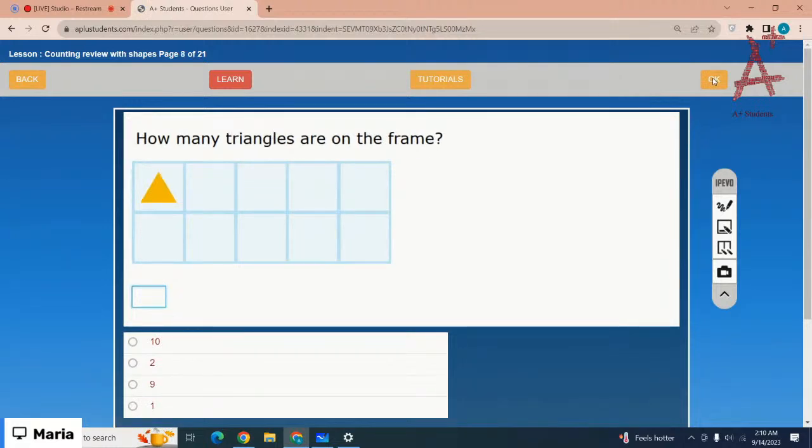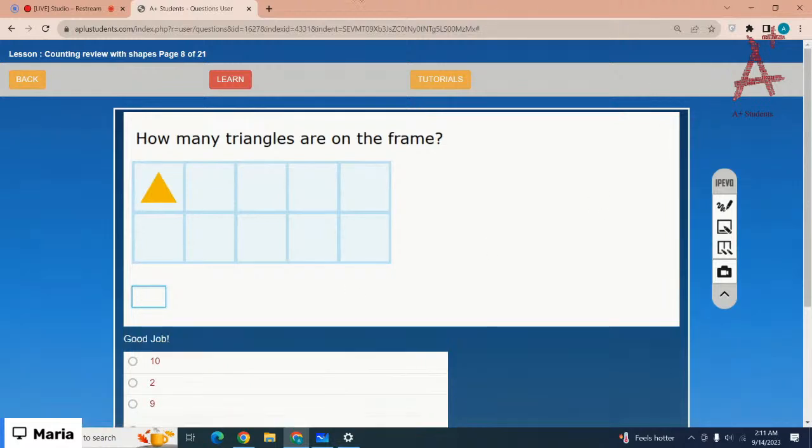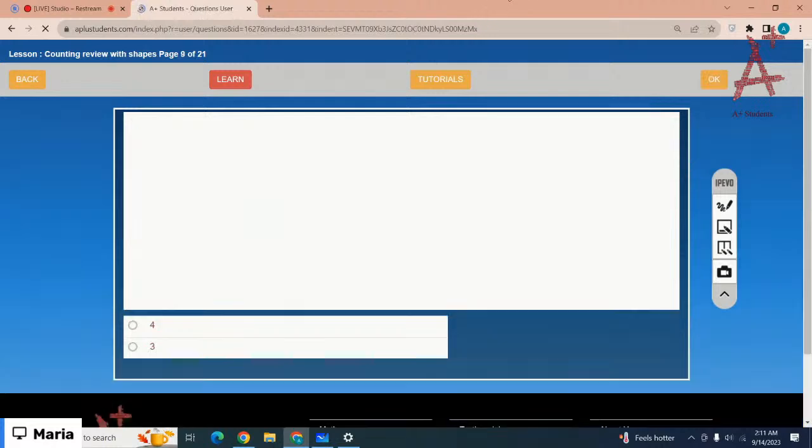How many triangles are on the frame? Which is the correct option? The correct option is, yes, very good. That is only one triangle. So the correct option is 1.